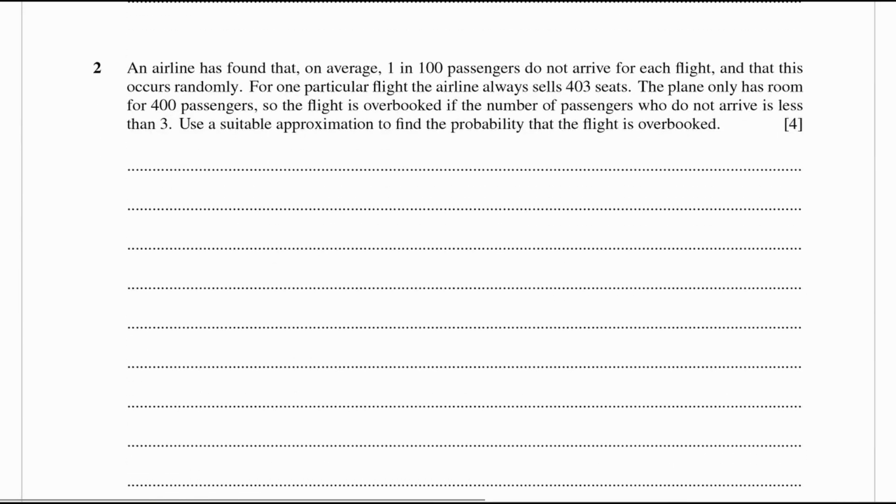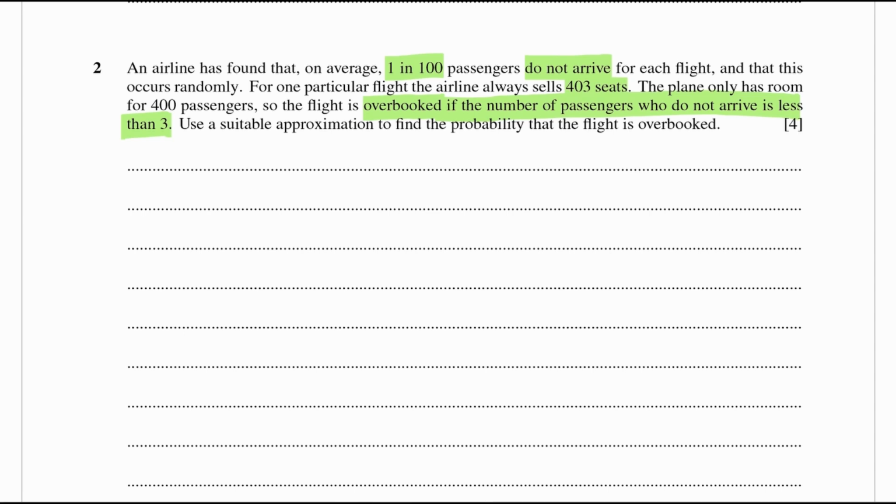The next one: the airline finds out that on average 1 in 100 passengers do not arrive for each flight. It randomly occurs for one particular flight. It always sells 403 seats. The plane only has room for 400 passengers. The flight is overbooked if the number of passengers who do not arrive is less than 3. So we're going to use a suitable approximation to find the probability that the flight is overbooked.